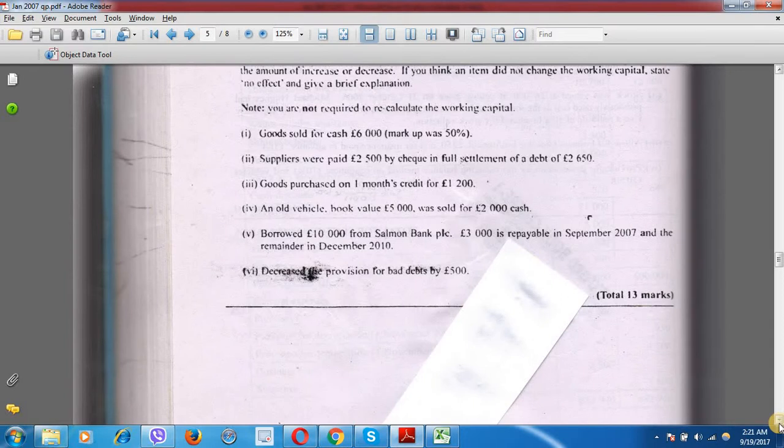5. Borrowed 10,000 from Salman Bank PLC. 3,000 is repayable in September 2007 and the remainder in December 2010. 6. Decreased the provision for bad debts by 500.